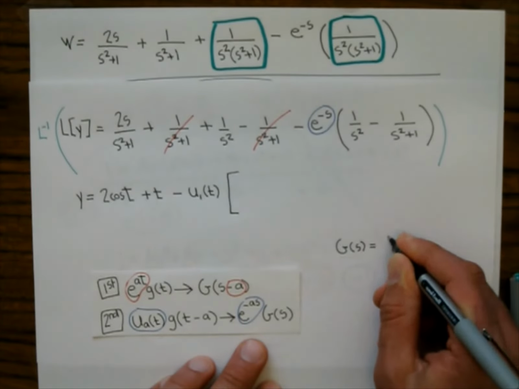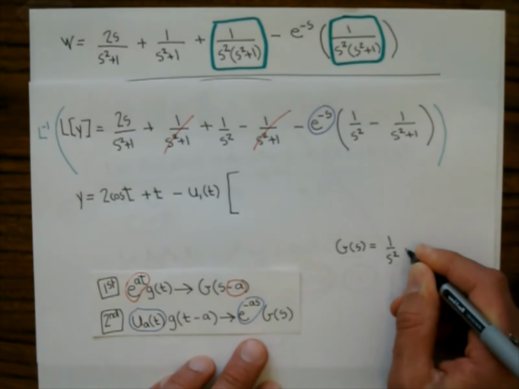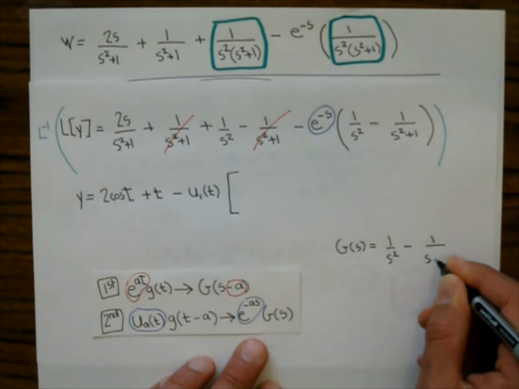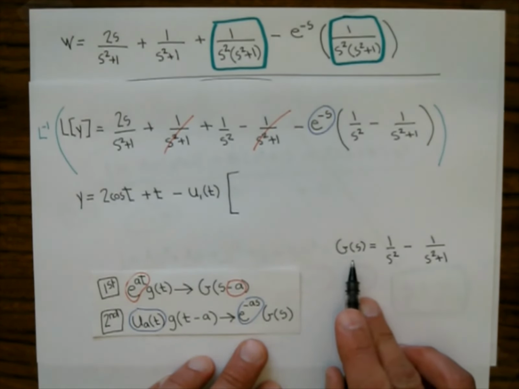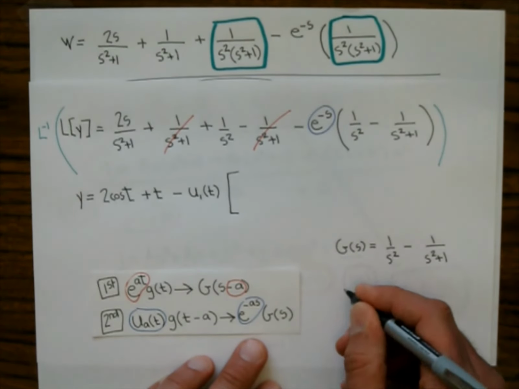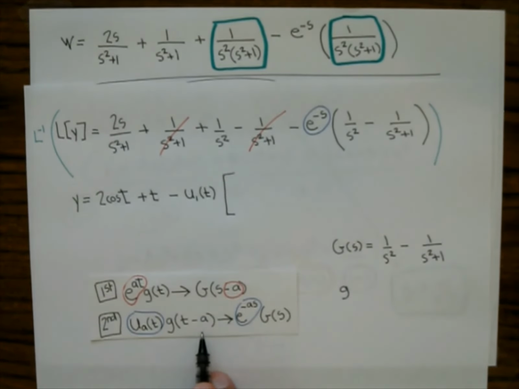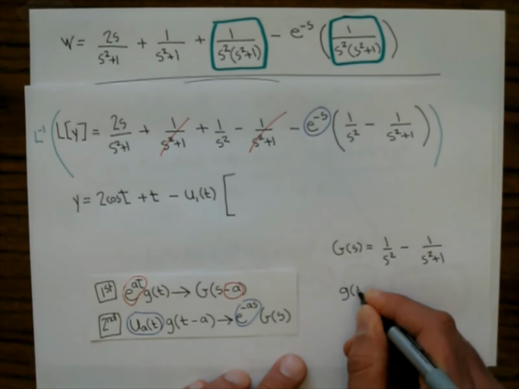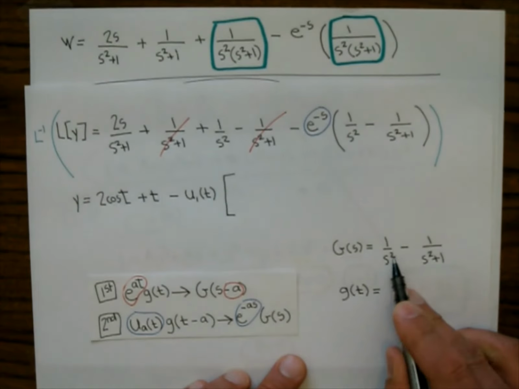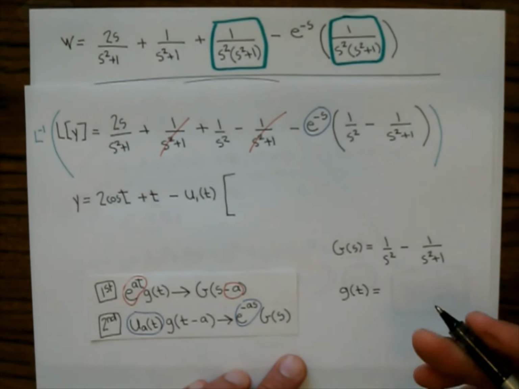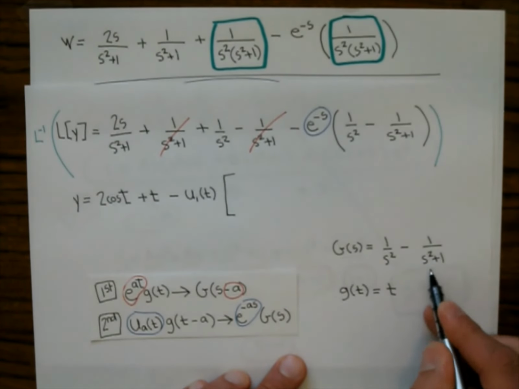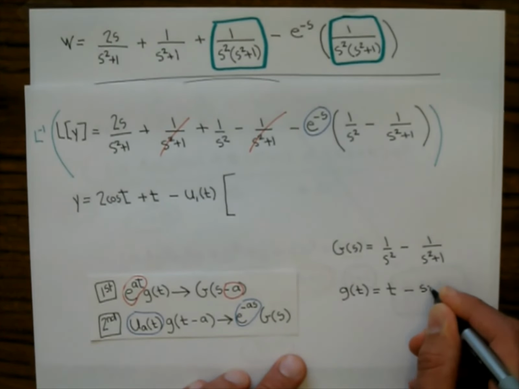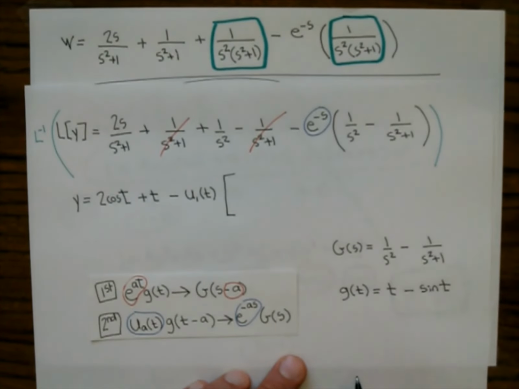G of s is 1 over s squared minus 1 over s squared plus 1. And then the next step would be going to g of t, because we're trying to get at g of t minus a, or g of t minus 1. So this is g of t. I'm taking the inverse transform of 1 over s squared, which I believe we did over there, and this is going to be t. And then the inverse transform of this guy, which is minus sine t.